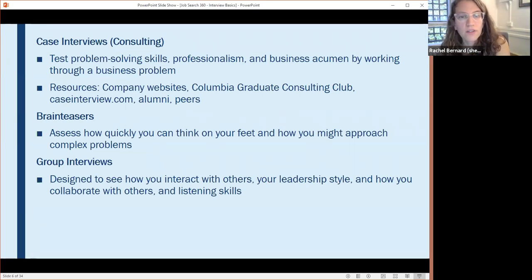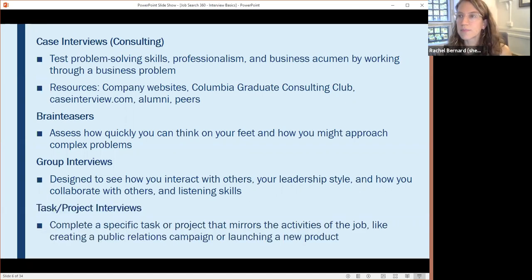Group interviews. This could be a final round interview where all of the finalists are invited to come, and really they're assessing how you interact with others. So usually you'll be observed during these group interviews. You might be asked to work as a team to solve a problem or answer a question. And they're very closely observing how you interact with others, your leadership style, how you collaborate with others, and how well you listen too. So it's very important during those group interviews to realize you're being assessed the entire time. So you have to think really carefully about how you're interacting with the other folks in that interview.